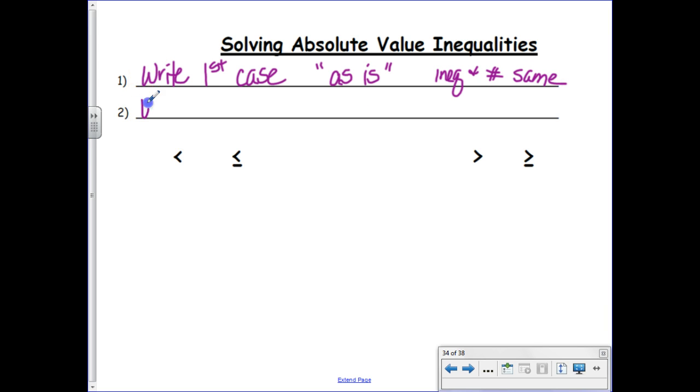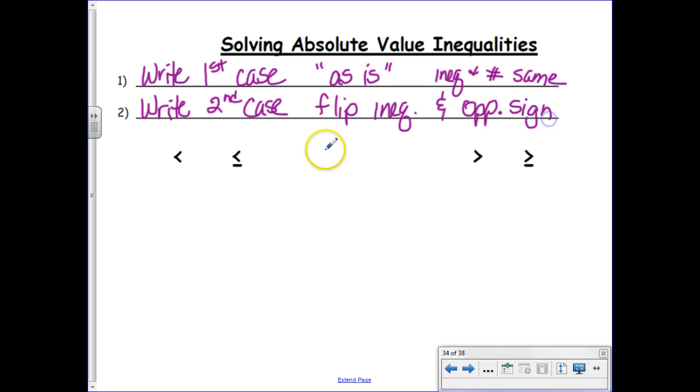But for the second case, here's how you're going to write it. You are going to flip the inequality symbol, and you're going to use the opposite number, or in other words, in most of these cases for us, we're going to use the negative number, so the opposite sign of the number that's on the right-hand side.